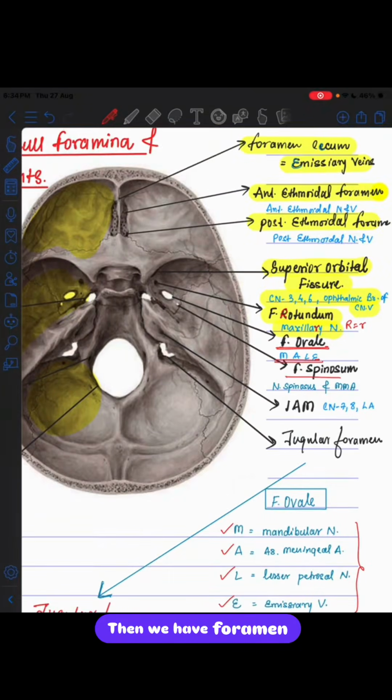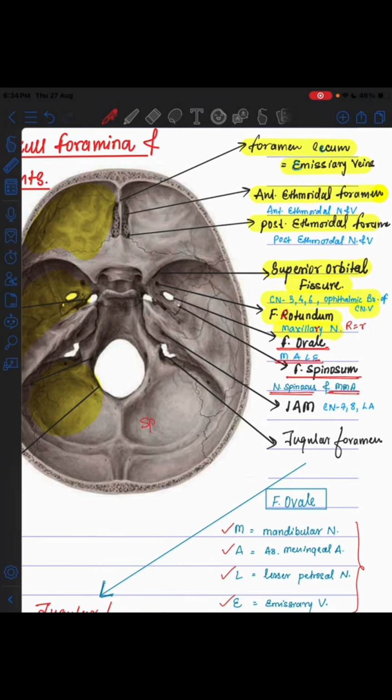Then we have foramen spinosum, that contains nervus spinosus and MMA. So how can we remember that? The mnemonic for that is spin MMA. MMA, that is middle meningeal artery. The internal acoustic meatus contains cranial nerve 7, cranial nerve 8 and labyrinthine artery.